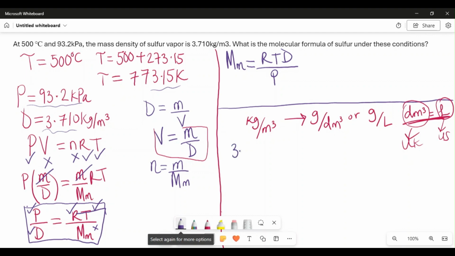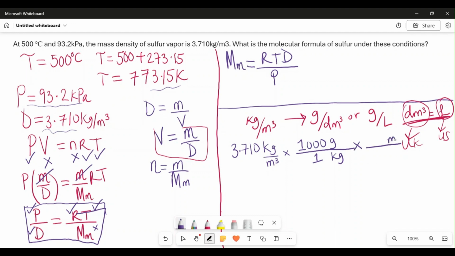So we've got 3.710 kilogram per meter cubed. And we're going to try to use dimensional analysis to change it to gram per liter or gram per dm cube. So we know that kilogram will be at the bottom and grams will be at the top. So we have to remember that 1 kilogram always gives us 1,000 grams times, we're going to have the meter cube up top and we're going to have the dm cube at the bottom.